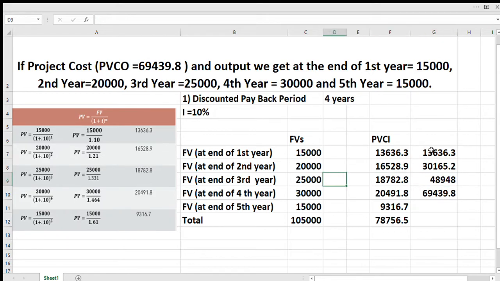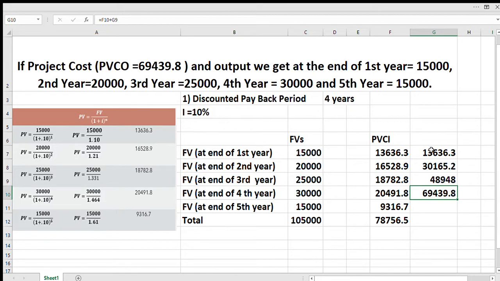At the end of 3 years, we found that we get 48,948 rupees of our investment back. And at the end of the fourth year, we found that we get the investment of 69,439.8 back. In 4 years, we have got our investment back. That is called the discounted payback period.